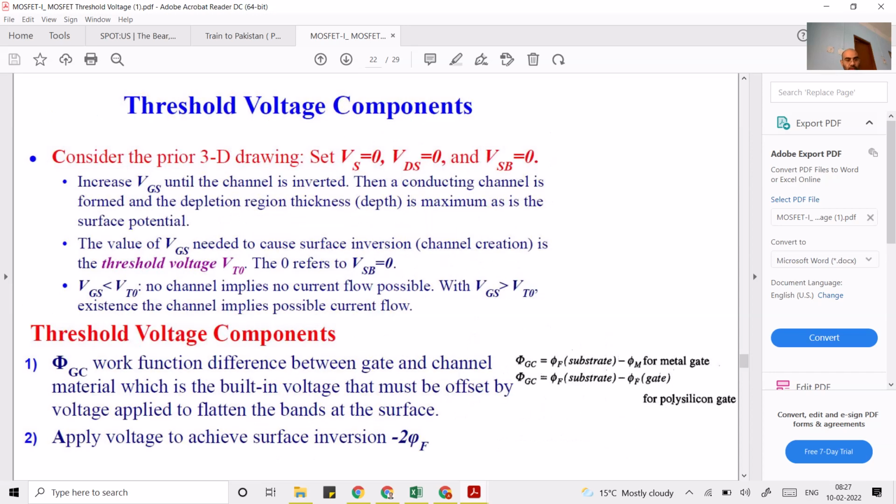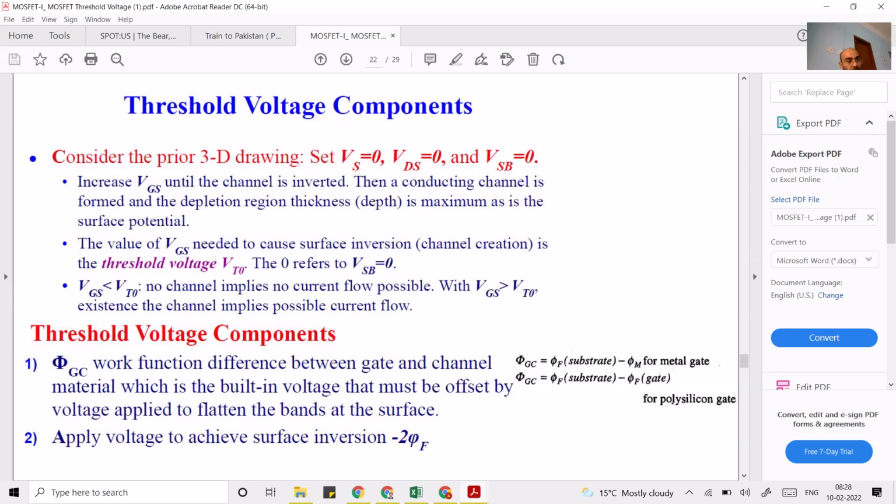Now let's move on to the final discussion for the threshold voltage. We have toiled so far in the last 2 lectures to understand the things. So let's jump into how to get this threshold voltage. We have seen that when we keep on increasing the gate voltage, what happens? Initially accumulation, then depletion, and then inversion.